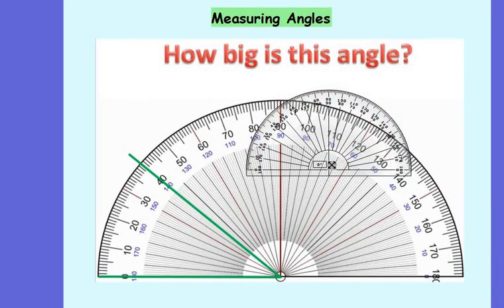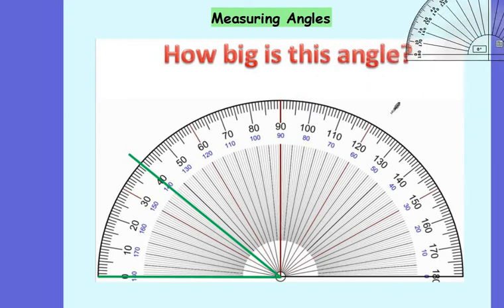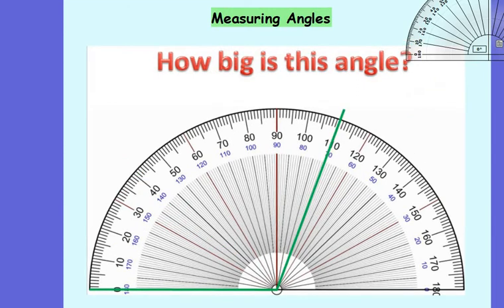Okay, Year 7, in your light blue books, how big is this angle? Pause the video for 30 seconds and write down your answer now. Okay, so we're looking at the green angle. Here it is. And it's 10, 20, 30, 40 degrees. How about now? What's this green angle? Okay, we've got 10, 20, 30, 40, 50, 60, 70, 80, 90, 100, 110 degrees this time.